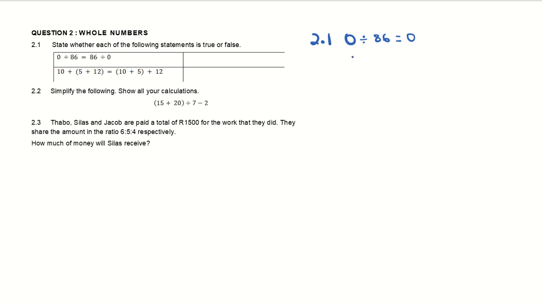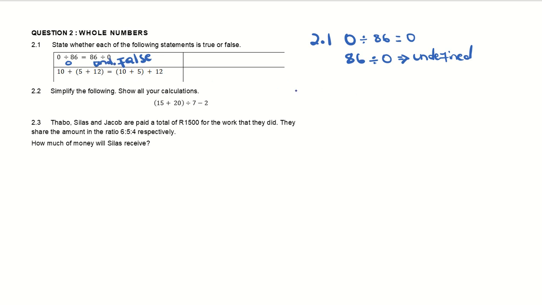What is on the right hand side of this thing? We have 86 and we want to divide it by 0. But division by 0 is not allowed, so this is undefined. For that reason, we see that this is false. They are not equal. So on the left, we have 0, and that is undefined.